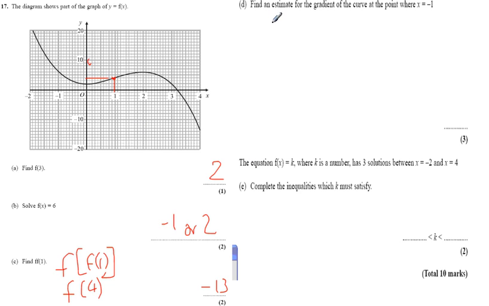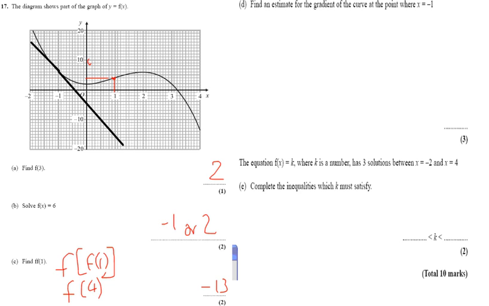It's a tricky question. Find an estimate for the gradient of the curve at the point where x equals -1. Well, to find the gradient of the curve at -1, we need to go to -1, and we look at this section of the line, and we imagine that that bit of the line here is turned into a straight line. So if it were, it would look something like that.